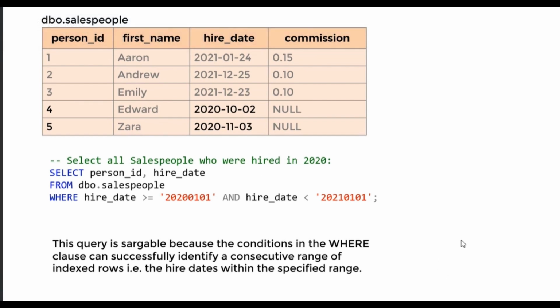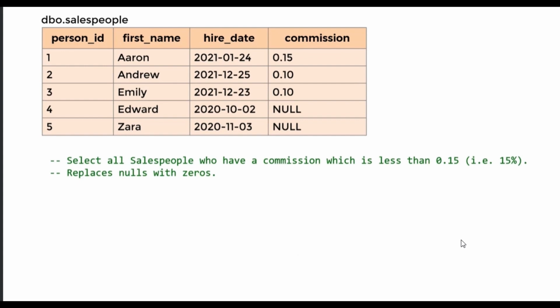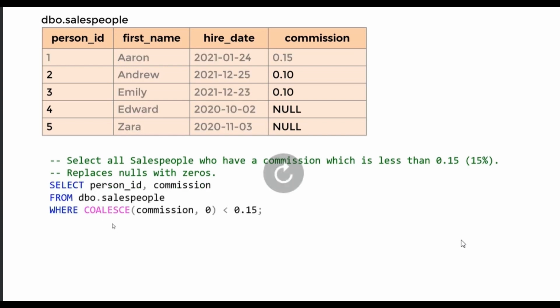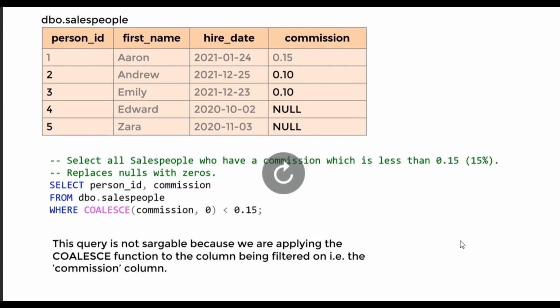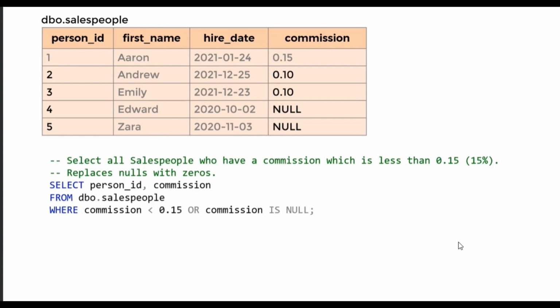In this way you can convert a non-Sargable query. Select some who have a commission which is less than 0.15, replace nulls with zeros. To replace nulls with zeros, you can use the COALESCE function. See, COALESCE on commission will replace nulls with zeros, and then less than 0.15, right? This query is not searchable because we are applying that COALESCE function to the column being filtered on. It's manipulated.